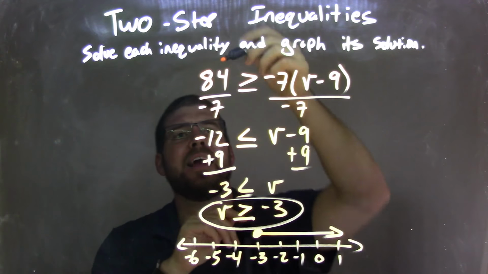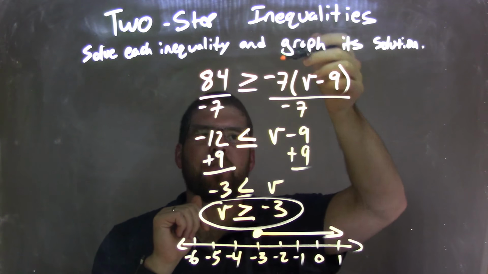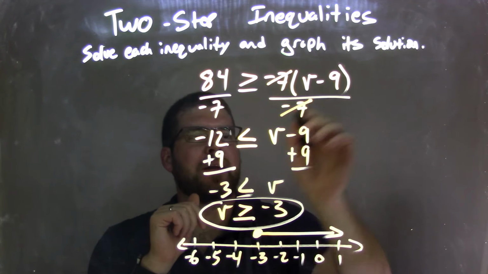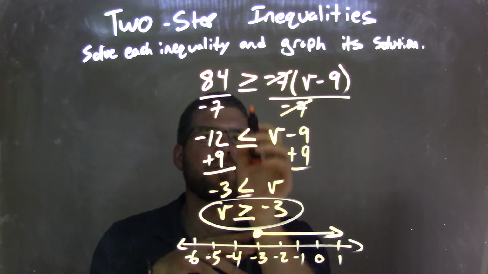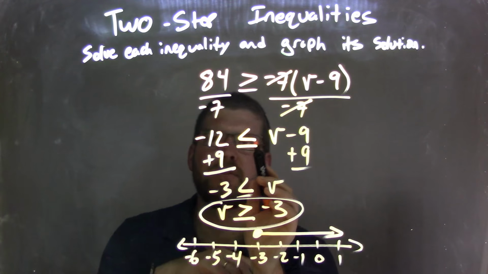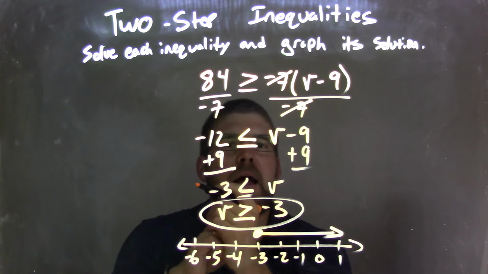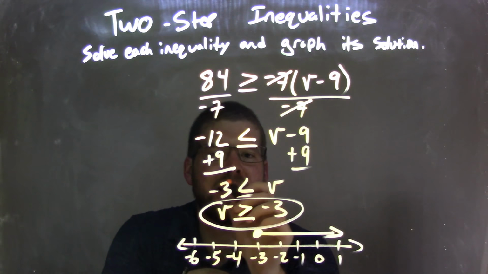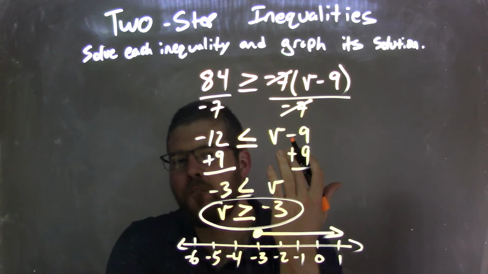So let's recap. We had 84 is greater than or equal to negative 7 times the parentheses b minus 9. I divided both sides by negative 7 to eliminate it, and in doing so I had to flip my inequality, from greater than or equal to, to less than or equal to, and then 84 divided by negative 7 is negative 12. I then added 9 to both sides, giving me negative 3 is less than or equal to b. I could rewrite that and have b come first, so I did that.